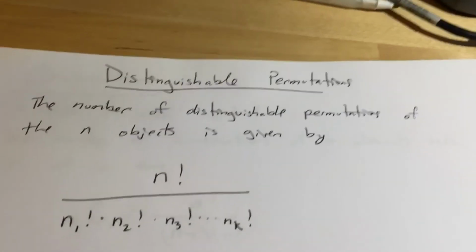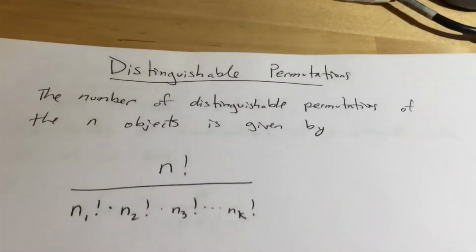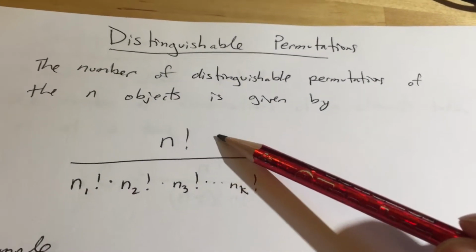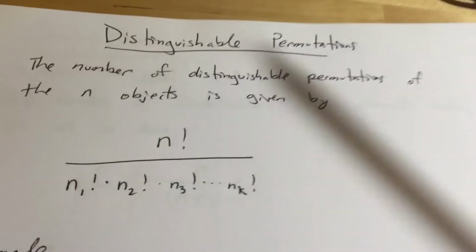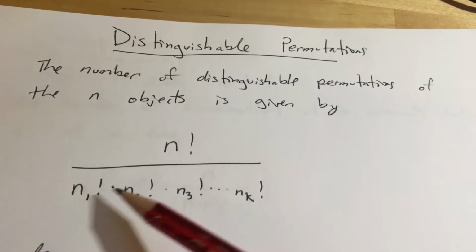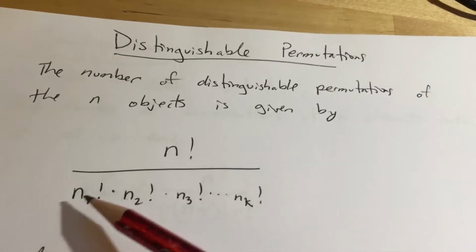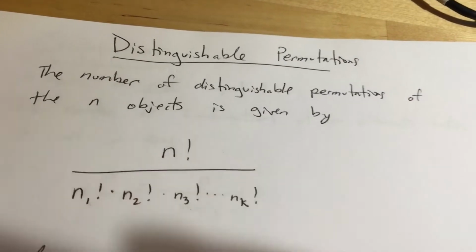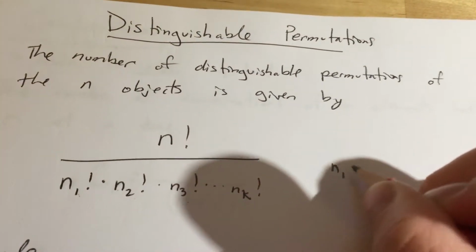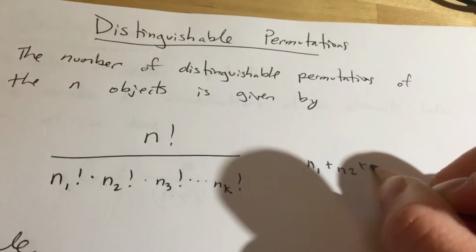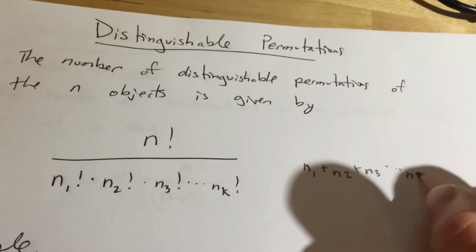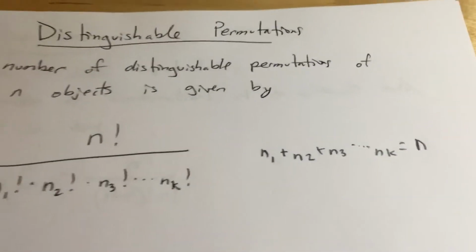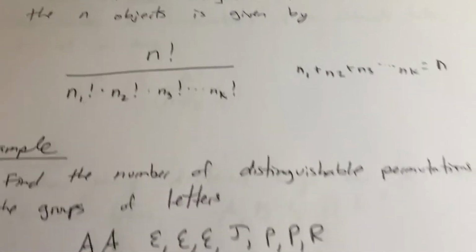So a distinguishable permutation is the number of permutations of n objects, given by this formula. So you have your total number n, so how many letters in a group. And then you're looking at how many times do they repeat, right? So the subscript of 1, the subscript of 2, the subscript of 3. So we're looking at all of them individually, because if I count up n1 plus n2 plus n3 ... plus nk, it should give me whatever n is. Okay, so that's what a distinguishable permutation is.